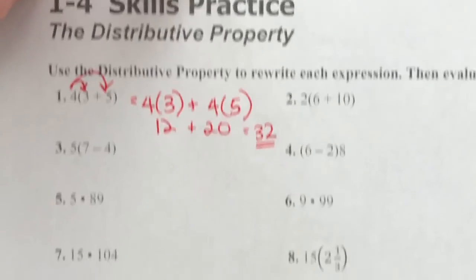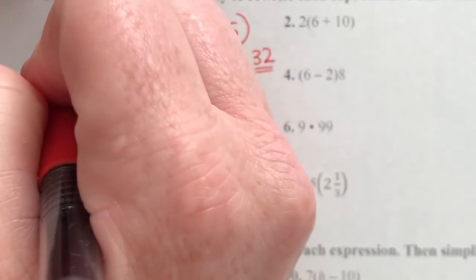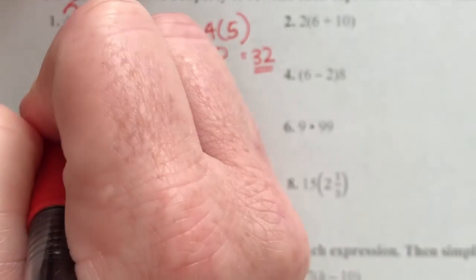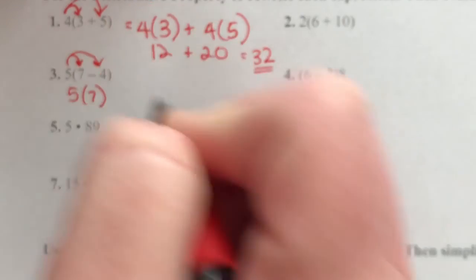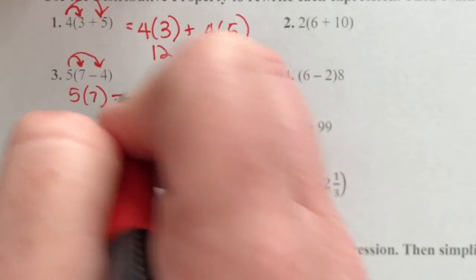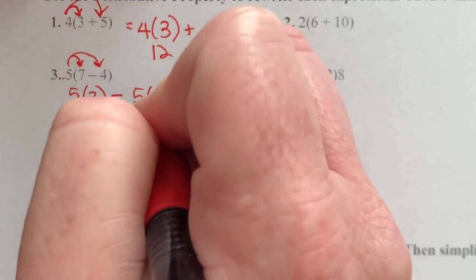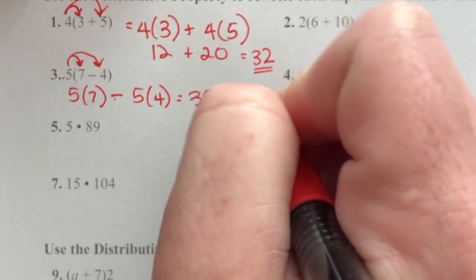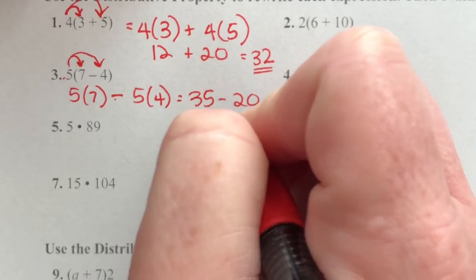Number 3, same kind of thing. I'm going to multiply 5 times 7 and 5 times 4. So I'm going to have 5 times 7, bring down my minus sign, 5 times 4. 5 times 7 is 35. 5 times 4 is 20. 35 minus 20 is 15.